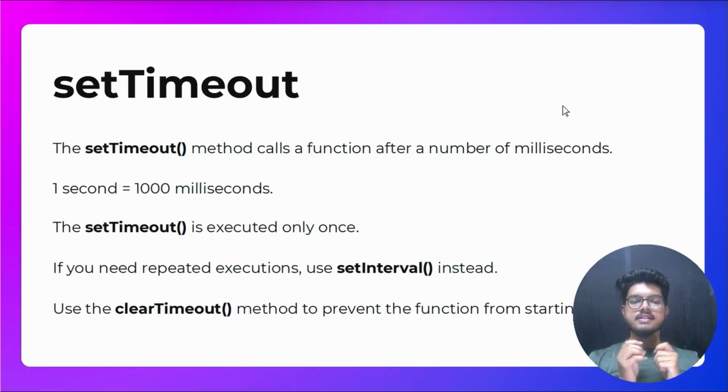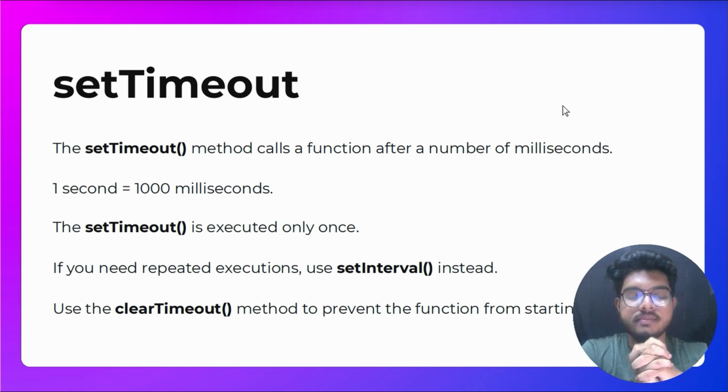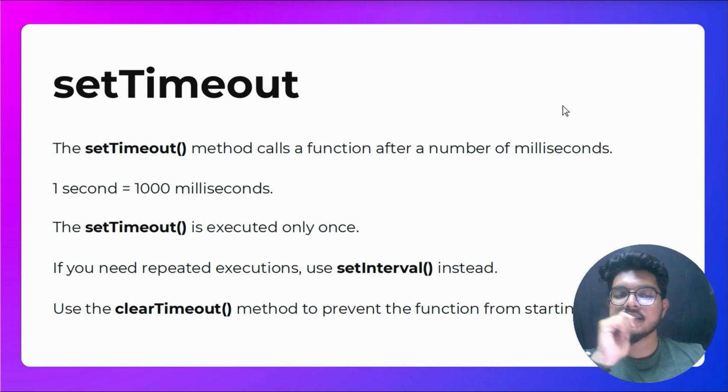Let's understand this in the slides one by one. So here let's discuss setTimeout first. What is this setTimeout actually? The setTimeout method calls a function after a certain number of milliseconds. 1000 milliseconds is equal to 1 second. What if I write 5000 milliseconds? Then it will be 5 seconds. If 10,000 milliseconds is written, it will be 10 seconds. Clear? It is executed only once.